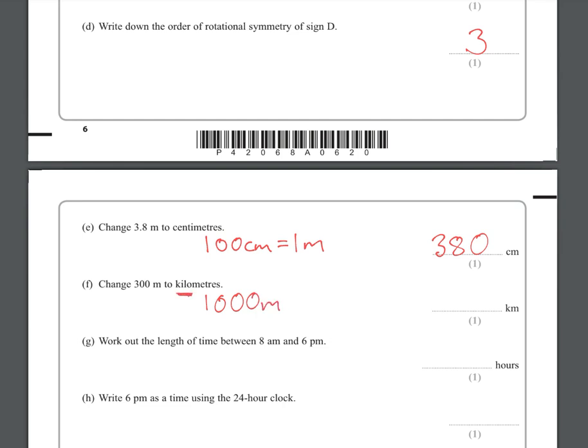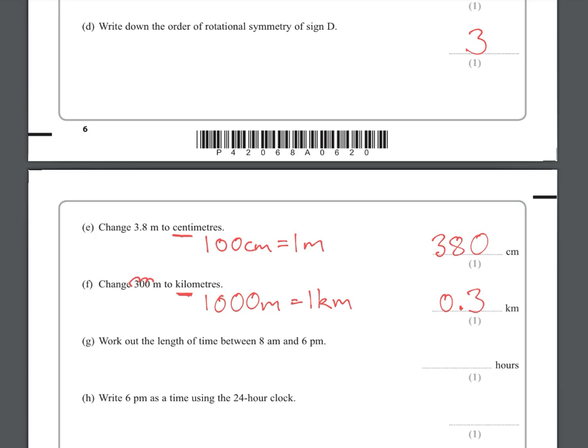Likewise with this one, you need to know the fact that there are 1,000 meters in a kilometer. So kilo, 1,000, centi, 100. So that 1,000 meters is 1 kilometer, which means this is 1,000th. So you've got to divide it by 1,000.